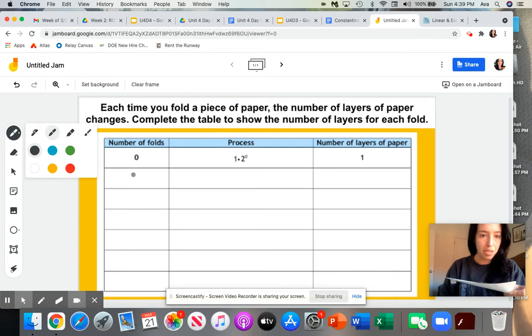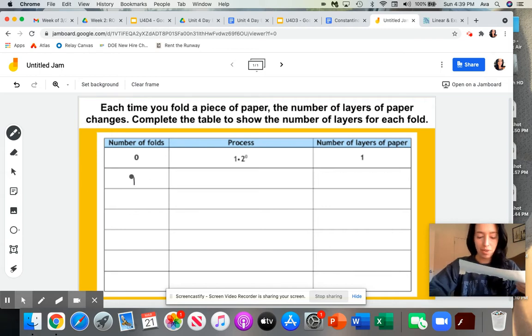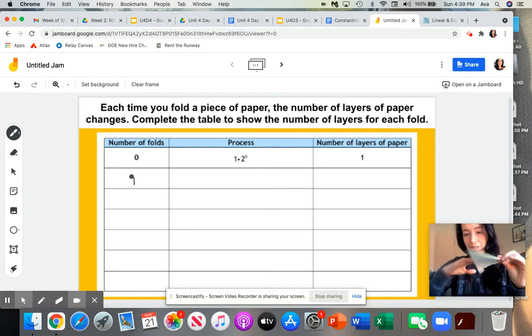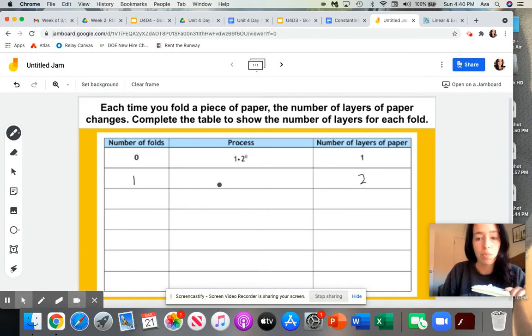All right, and I'm going to say, okay, well, let's see what happens after I have 1 fold. After 1 fold in my piece of paper, I now have this bottom layer, so that's 1 layer, and this top layer, which is 2 layers. All right, so I'm going to put the 2 here. And I also have to think about this process.